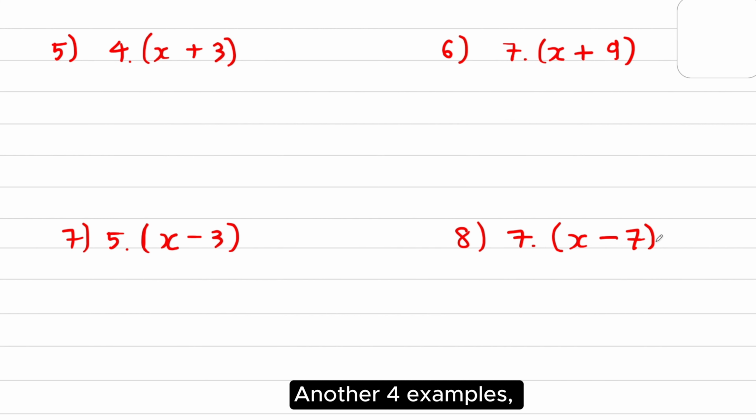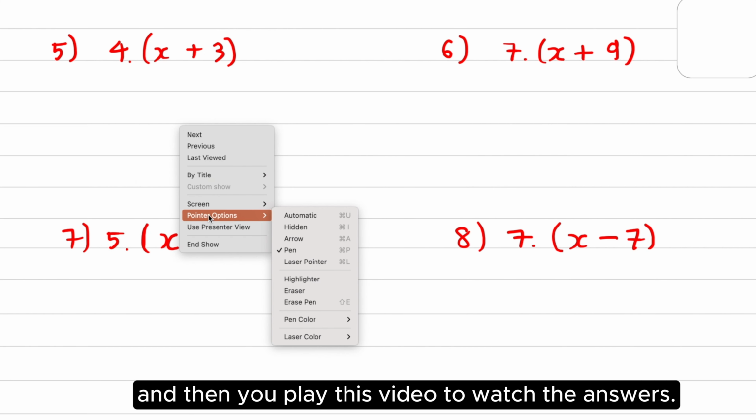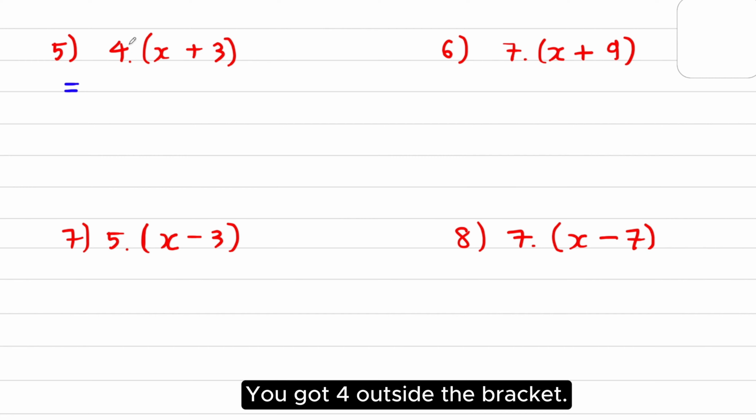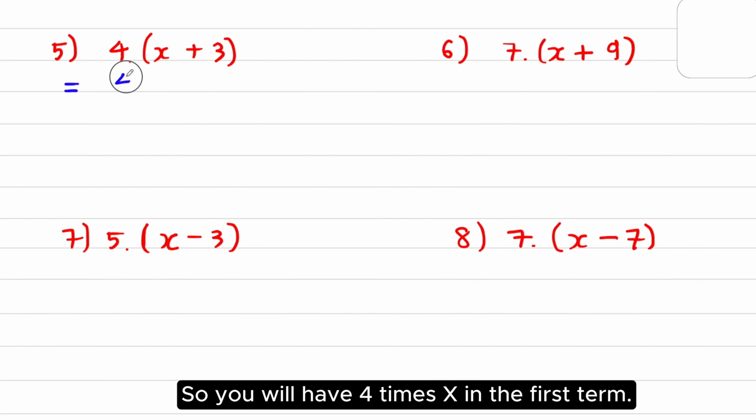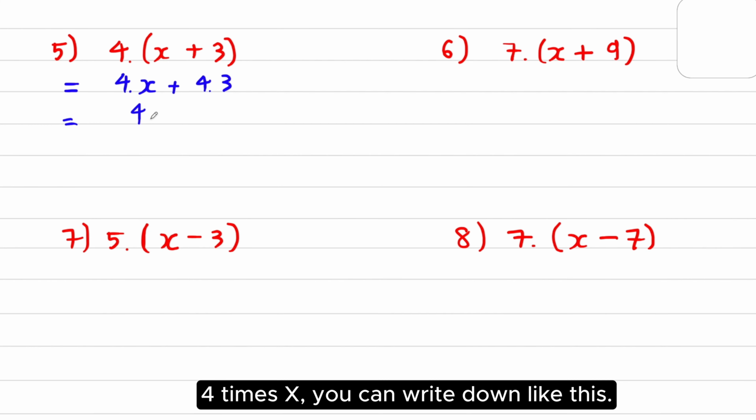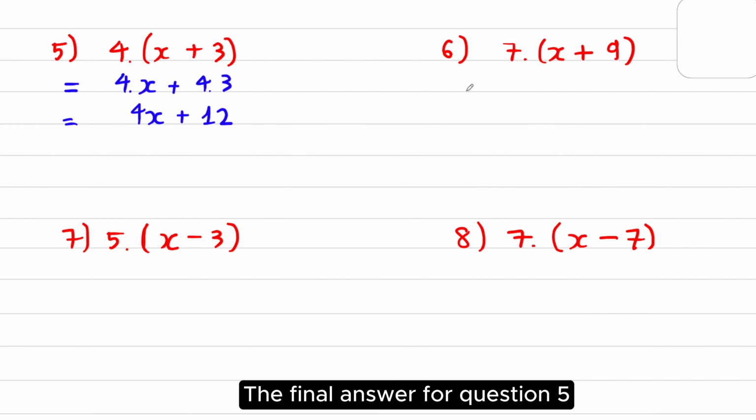For another example, you have questions 5, 6, 7, and 8. Step by step, you will do it by yourself first, and then you play this video and check your answer. You can see now you have 4 outside the bracket. Inside the bracket, you have x plus 3. So you will have 4 times x in the first term, and in the second term, 4 times 3. And 4x you can write like this only, and 4 times 3 you get 12. That is the final answer for question 5.